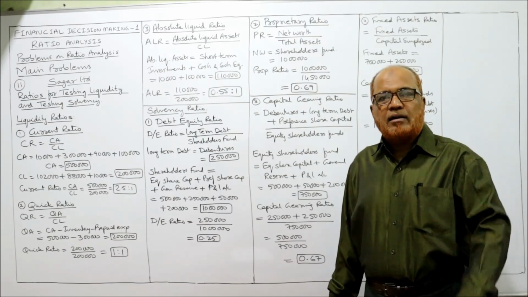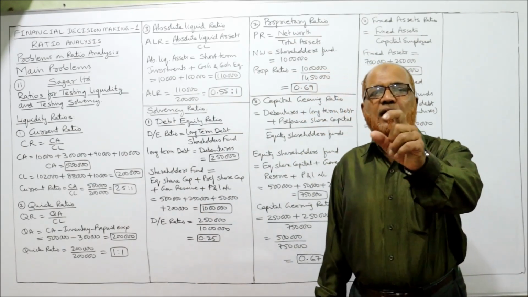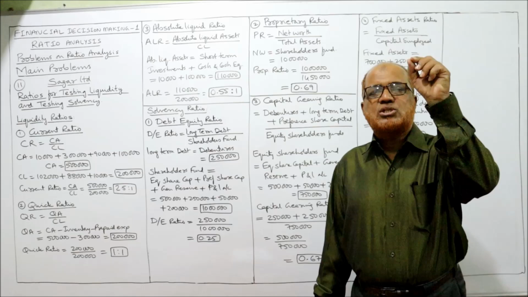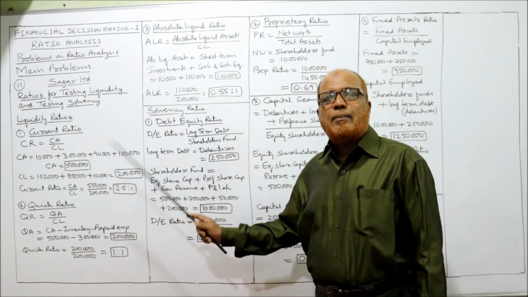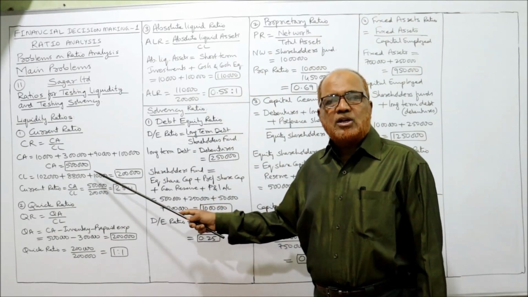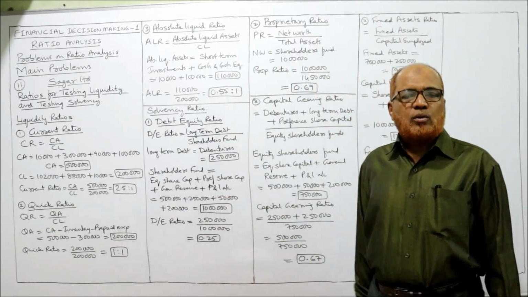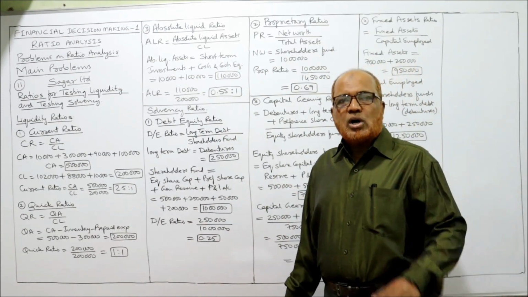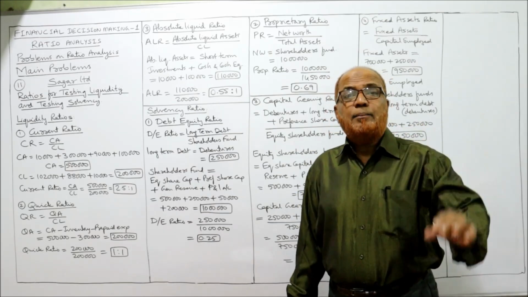That means above standard. So from these 3 liquidity ratios, we can conclude that the liquidity position of the company is good because all the 3 ratios are above standard. The current ratio 2.5 is to 1, the quick ratio 1 is to 1 and the absolute liquid ratio 0.55 is to 1. Good liquidity position. So after calculating the ratio, you have to give the comment, the interpretation.